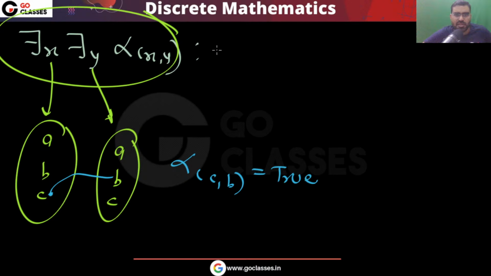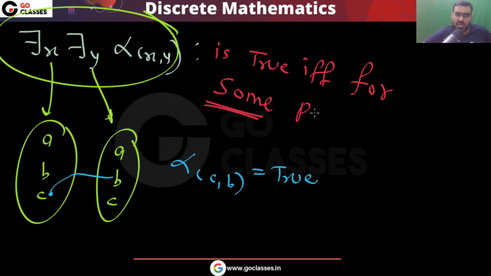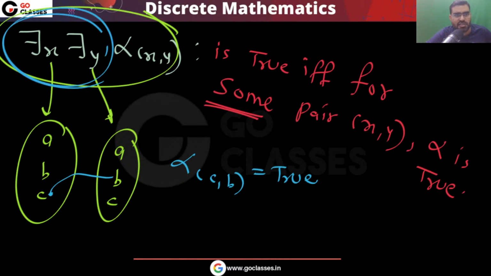Okay. So remember, this is true if and only if for some pair, please understand, for at least one pair (x, y), this alpha is true. So this is your existential quantifier when the existential quantifiers are nested.